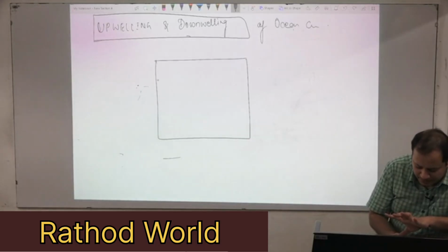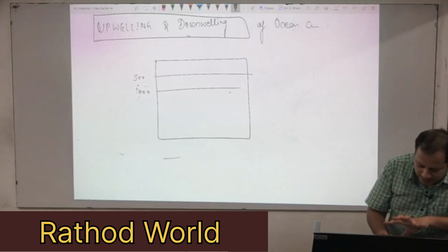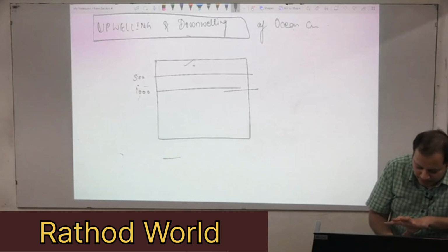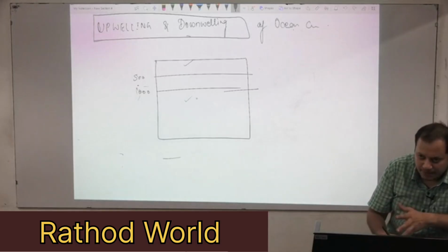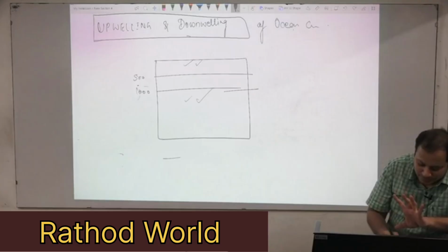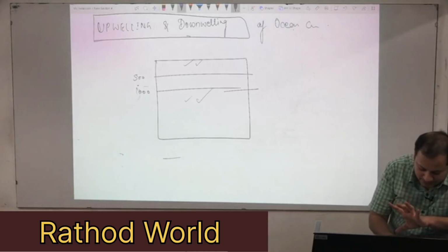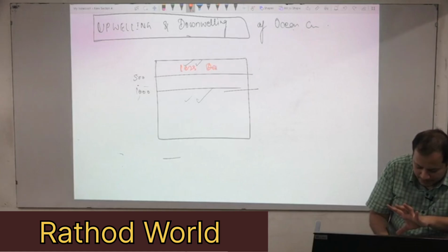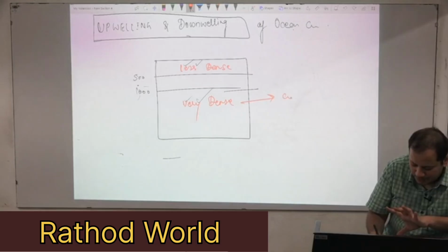If this is the surface layer, this 500 to 1000 meters is the subsurface layer, and यहाँ पे टेम्परेचर ज्यादा है और यहाँ पे टेम्परेचर कम है. यहाँ पे सैलिनिटी ज्यादा है. We don't know, but can I say this is the region which is less dense and this is the region which is very dense? Why? Because it is cold as well as saline.